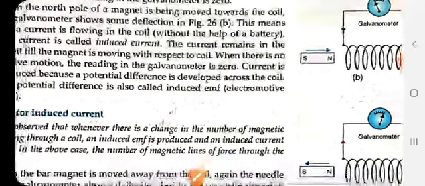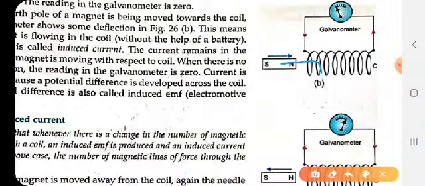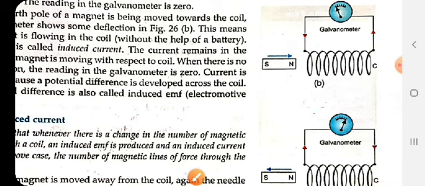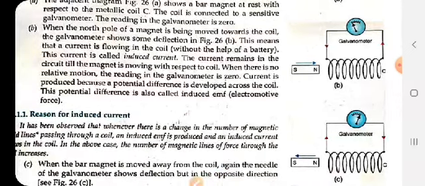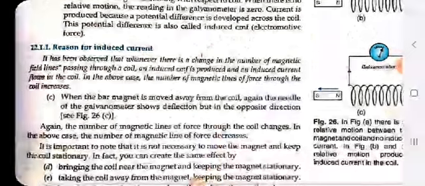It is not the case that if we keep the magnet right next to the coil, there will be deflection. Here also there will be magnetic field lines around the magnet, but it should be in motion at that time, only then it produces a potential difference. This induced potential difference is also called induced EMF, because of which the induced current flows in the coil. Clear?